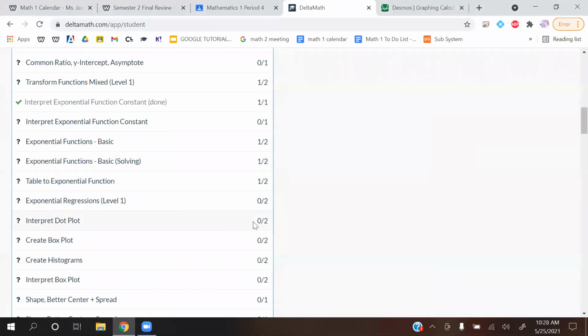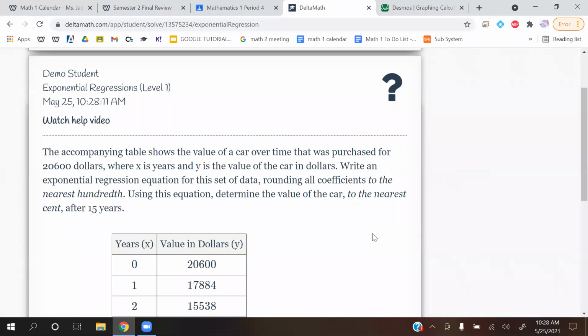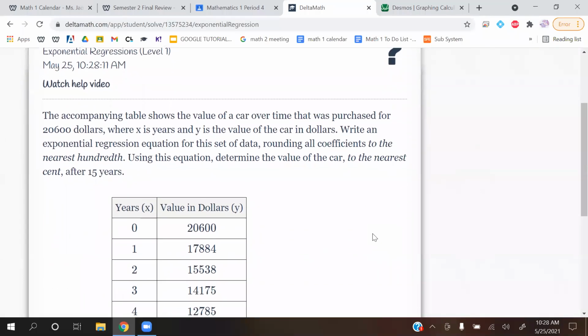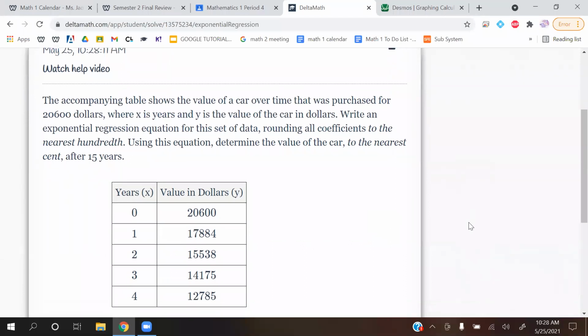Last example for today is exponential regressions over 1. So it's a lot of words here. I'm just going to read it all now. The accompanying table shows the value of a car over time that was purchased for $20,600, where x is years and y is the value of the car in dollars. Write an exponential regression equation for the set of data, rounding all coefficients to the nearest hundredths. Using this equation, determine the value of the car to the nearest cent after 15 years.